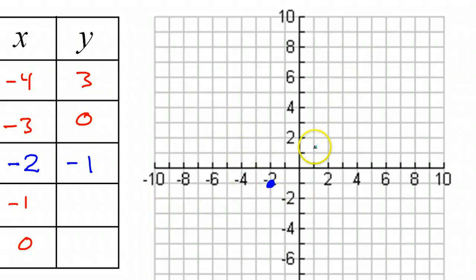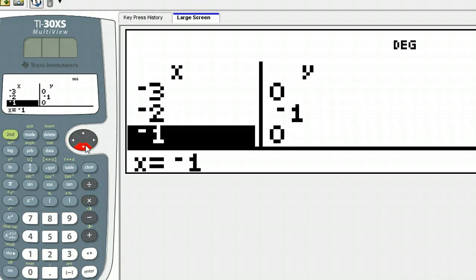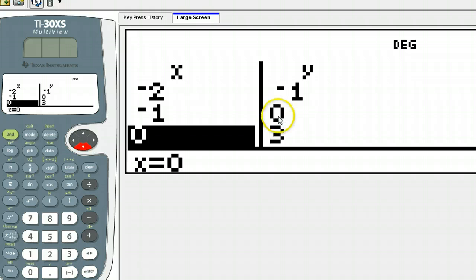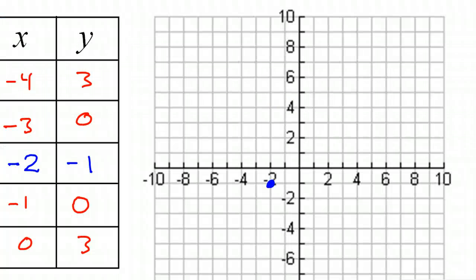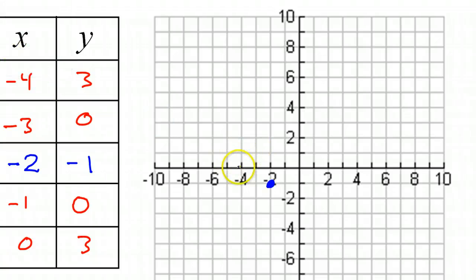Because of the symmetry of a parabola, we know that this y value will be 0, like this one, and this will be 3, like that one. But it's fun to just scroll down and observe your predictive powers. So there's 0 and 3, just as we knew they would be. Now we can graph the rest of these. So -4, comma 3. Okay, -4, 3 would be right there. -3, 0. That's right on the line.